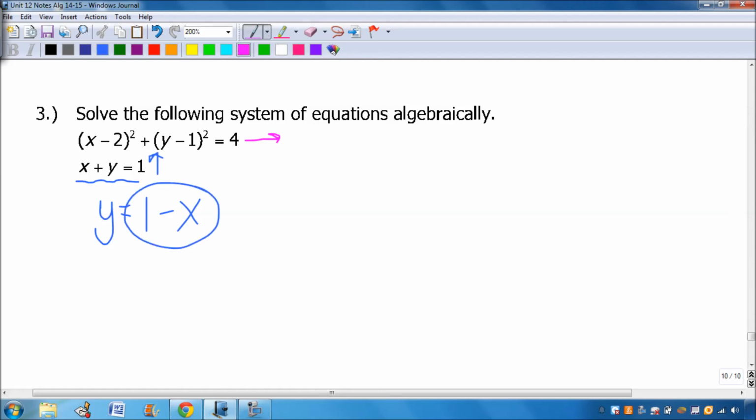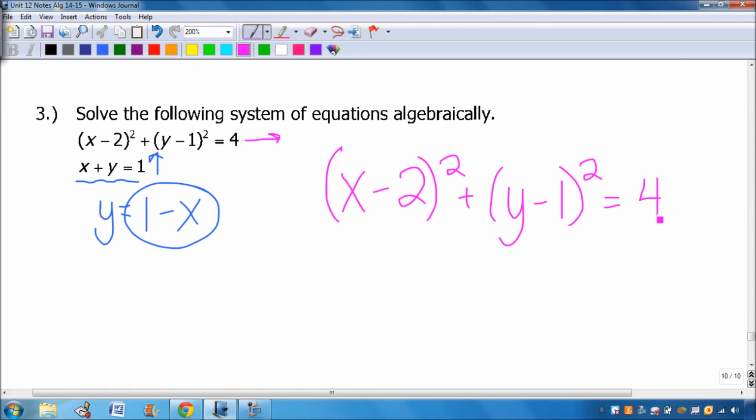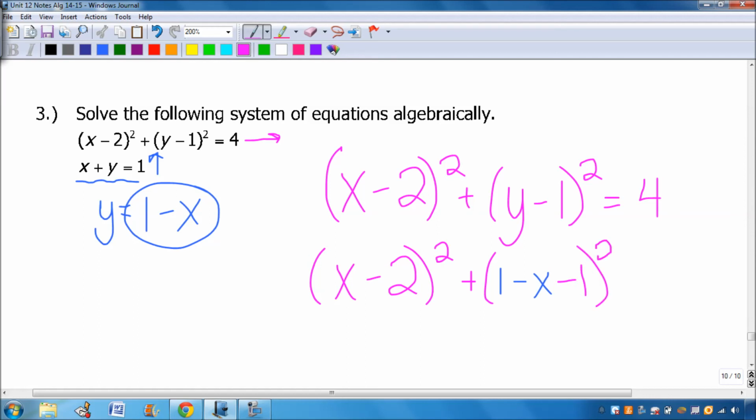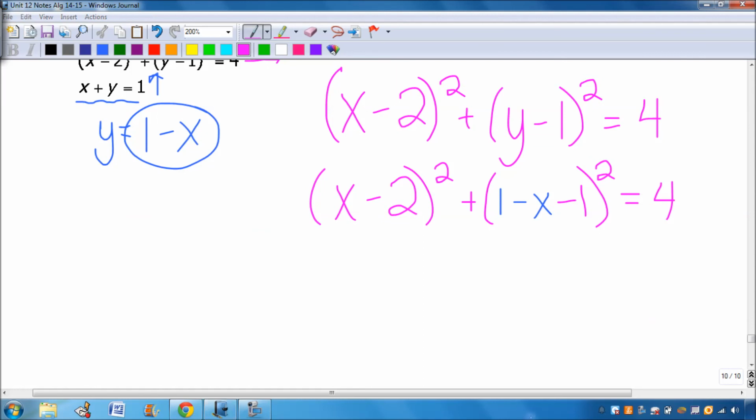So let's go ahead and do that. Right here, I'm going to just write the problem down. (x minus 2) squared plus (y minus 1) squared equals 4. And x minus 2 is going to stay the same, plus, and then instead of this y right here, I'm going to replace it with 1 minus x. And then I'm going to copy the rest of the problem down exactly how I see it. Minus 1, squared, equals 4. All right, so then this ends up being (x minus 2) squared plus, this 1 and this negative 1 cancel each other out, so plus x squared equals 4.